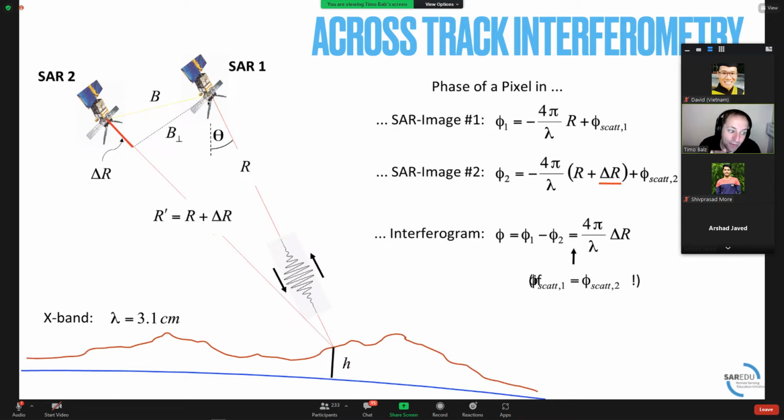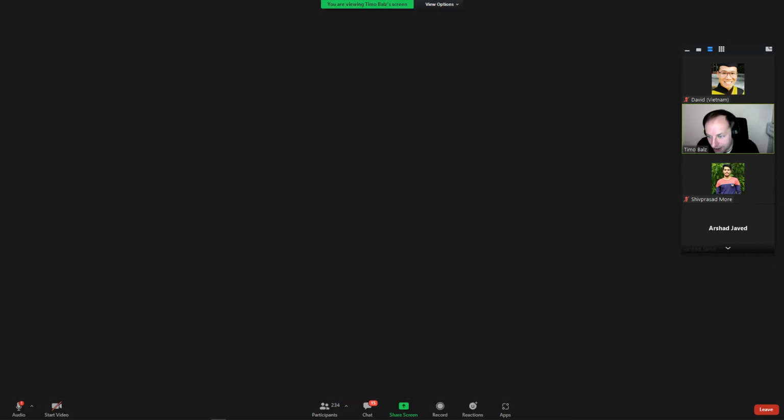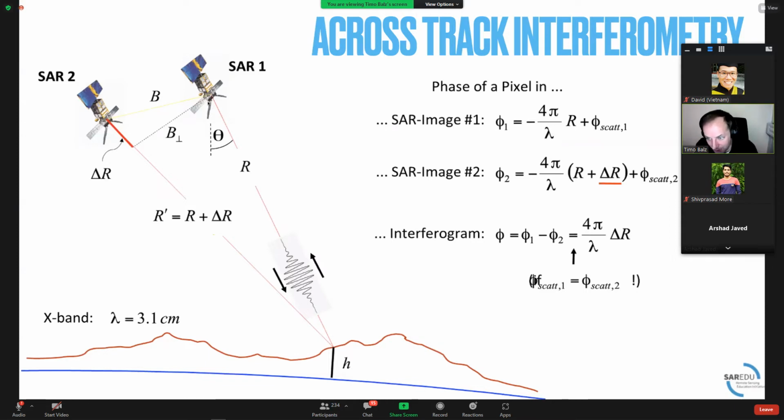We can also position our antenna in this direction, and it's along-track interferometry. We can use that to measure fast motions from cars, for example. But that's not our main topic. Our main topic is the so-called cross-track interferometry. Okay, now this is the important equation that comes back all the time. So let's take a look at that.